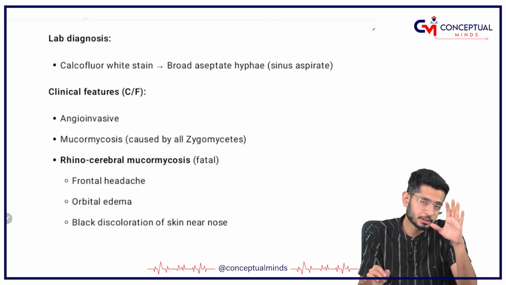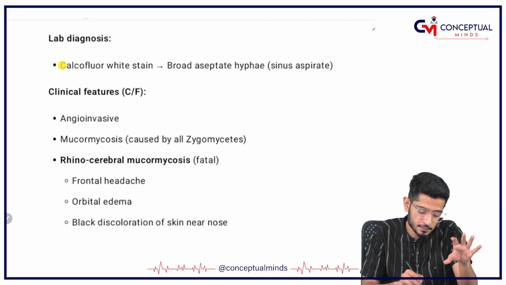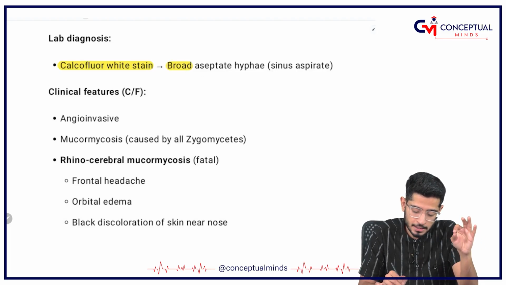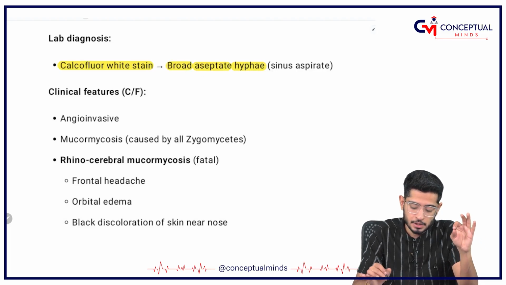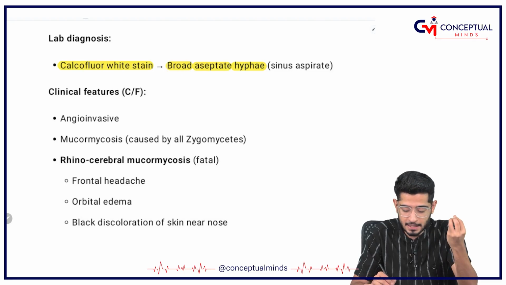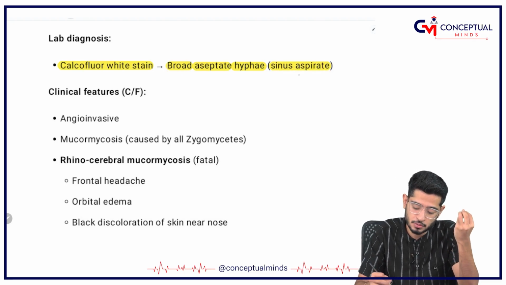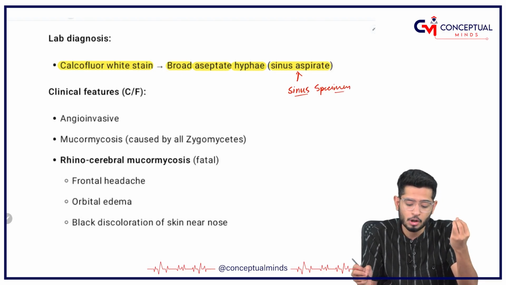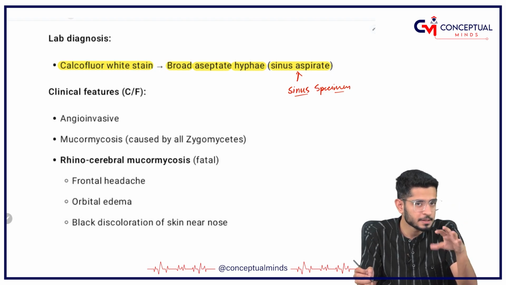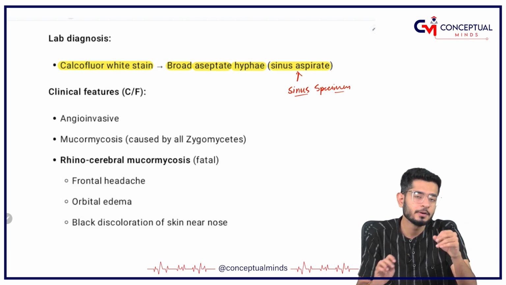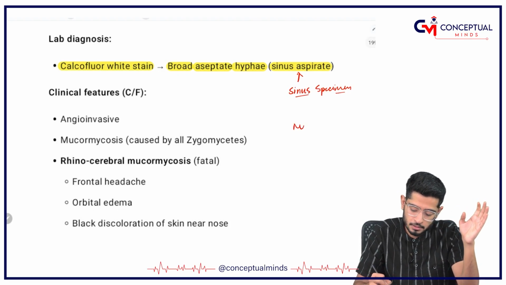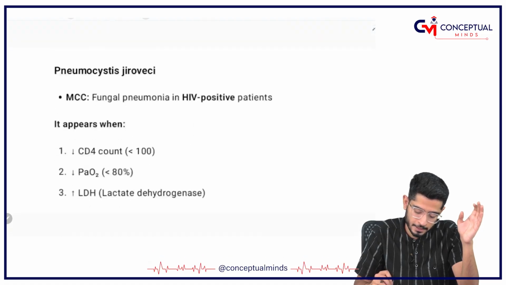Now how to diagnose, how to stain this? This was being stained in white stain, right? There was a broad aseptate hyphae. With the help of sinus aspirate, this was the specimen which we used to take. The sinus specimen is taken, and then it is stained in white stain for the Zygomycetes. How to remember? If you remember Mucor, black, everything black.